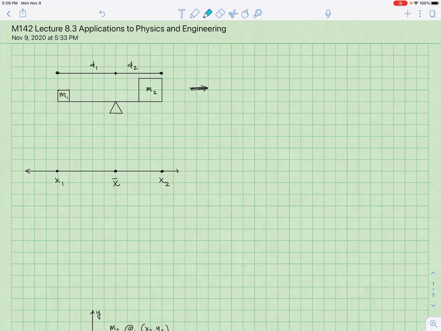Hey everybody, this is the lecture on 8.3, Applications to Physics and Engineering, and specifically what we're going to be talking about in this section is moments and centers of mass, and then eventually, I should say, centroids, and we'll talk about what those are as well.